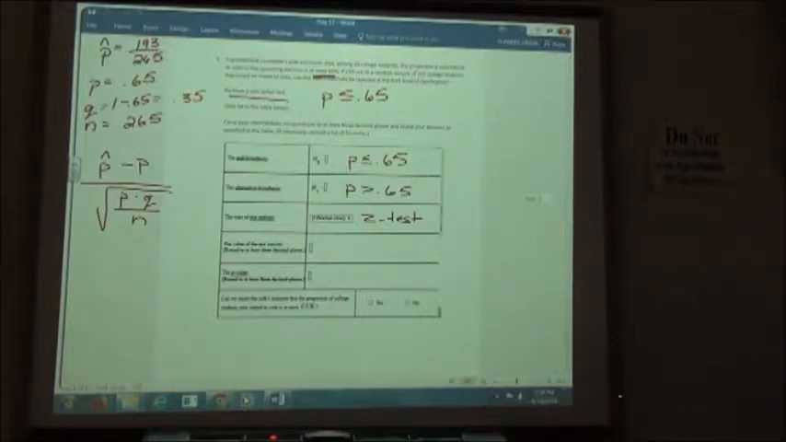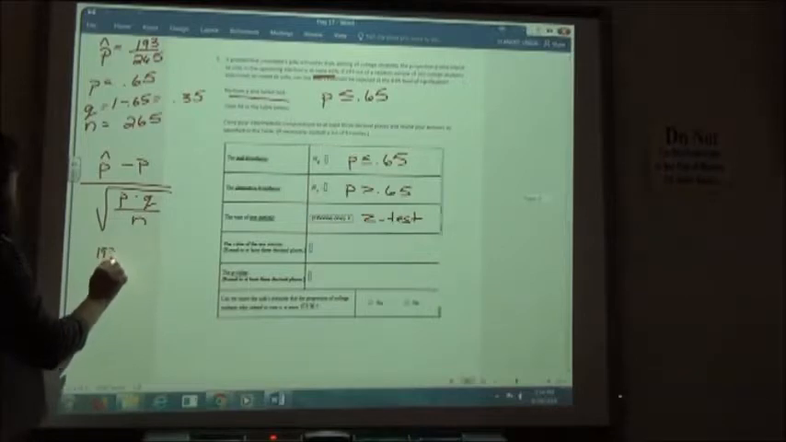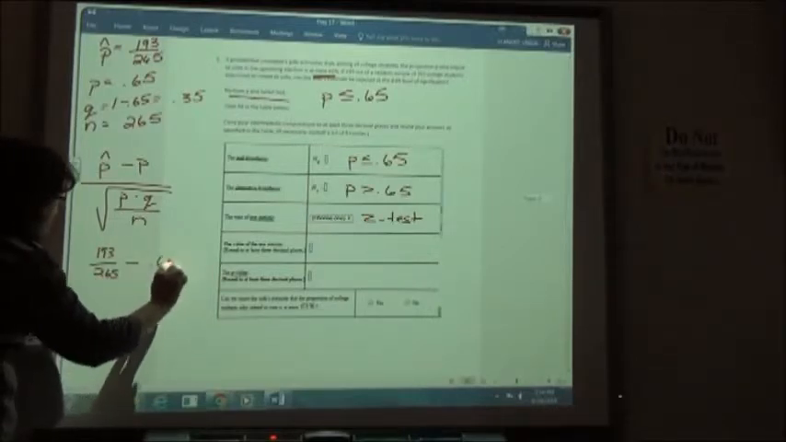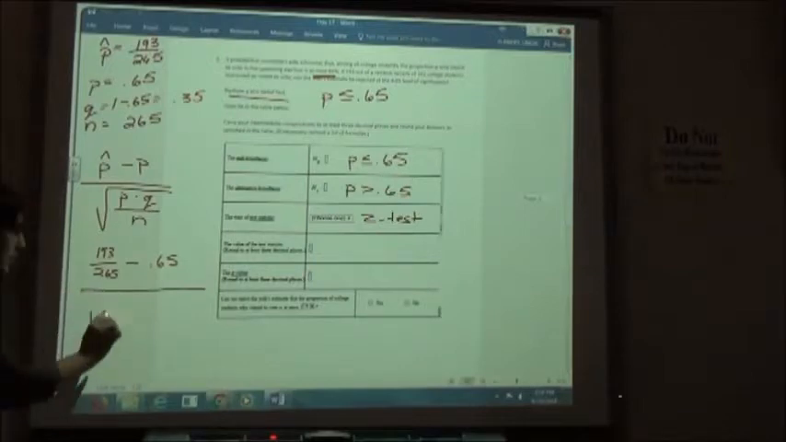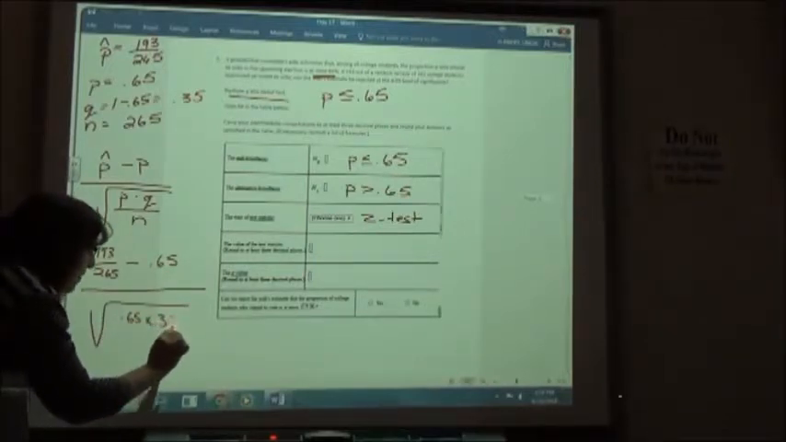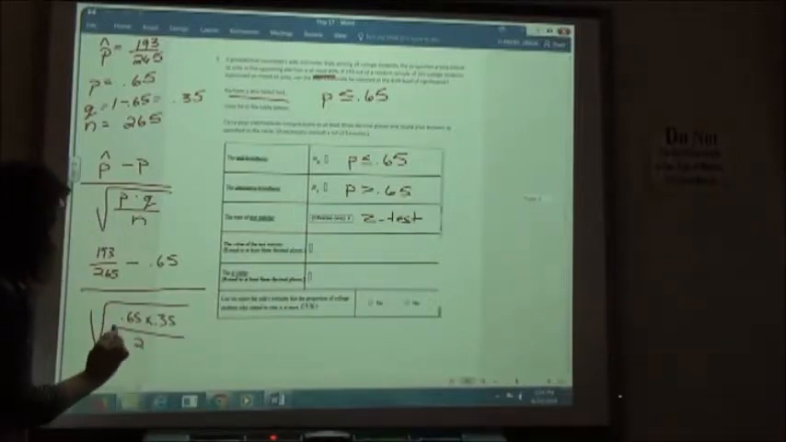All right. So, now the trick is to get it into the calculator. 193 over 265 minus our 0.65, all over the square root of 0.65 times 0.35 over our 265.